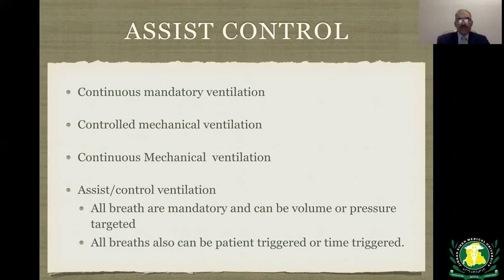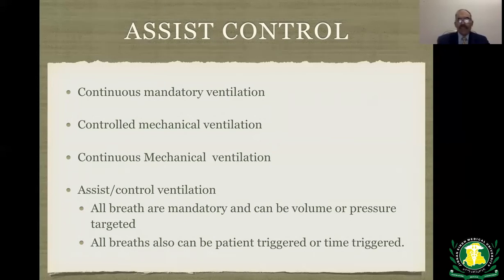So what does that mean if it's volume targeted? The clinician picks the rate and the tidal volume. Let's say you set a rate of 10 and a tidal volume of 500. That means the patient is guaranteed to have 10 breaths, and each breath will be of 500 tidal volume. If the patient breathes over the set rate, let's say at a rate of 15, the tidal volume of each of those 5 extra breaths will also be 500. So whenever the patient tries to breathe, it triggers the vent and the vent delivers the preset tidal volume.